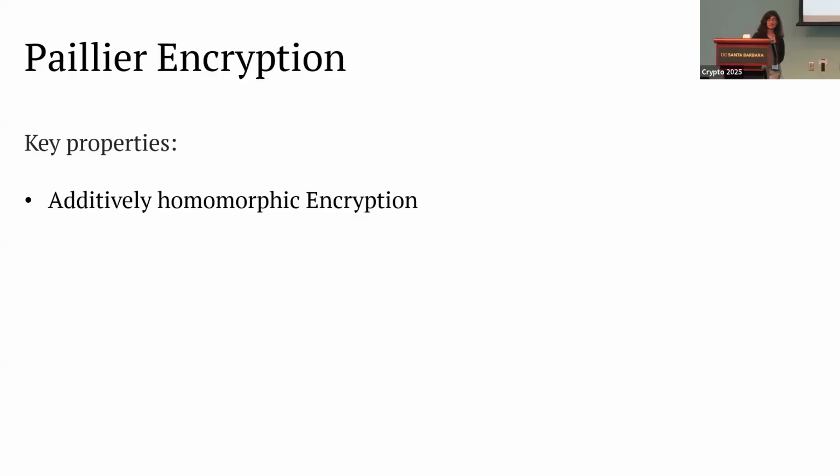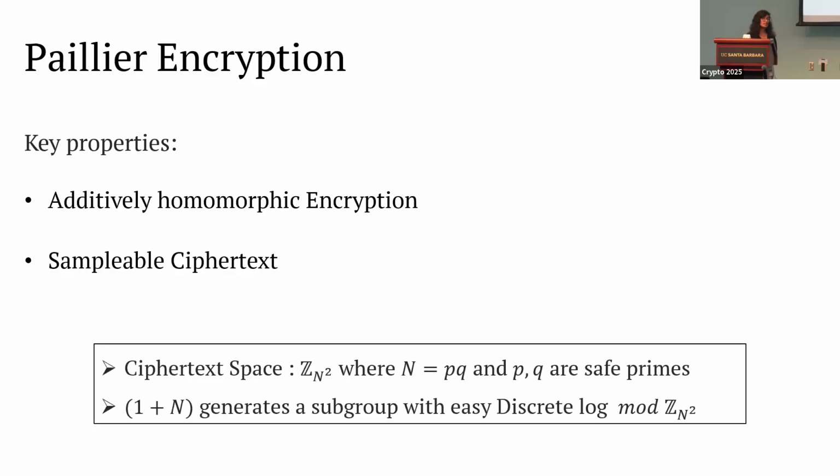The first one is it is additively homomorphic. And the second one is its ciphertext space is sampleable. What I mean by that is if you look at Paillier, the ciphertext space is Z_n squared, where n is an RSA modulus p times q, where both p and q are safe primes. And by sampling, I mean that if you pick a random number and do modulo n squared, you actually get a valid ciphertext in Paillier. We'll see why this is useful for our construction later on.